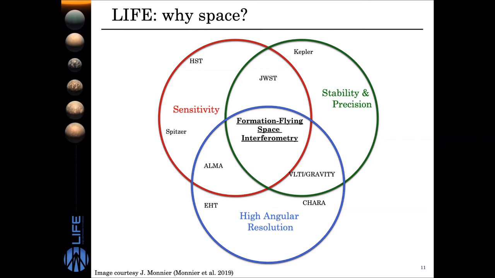And a formation flying space interferometric instrument will combine all the elements that we need for this kind of science: the sensitivity from the space environment, the stability and precision also, and the angular resolution provided by the interferometric baseline. So it really combines all the three requirements for these challenging tasks.